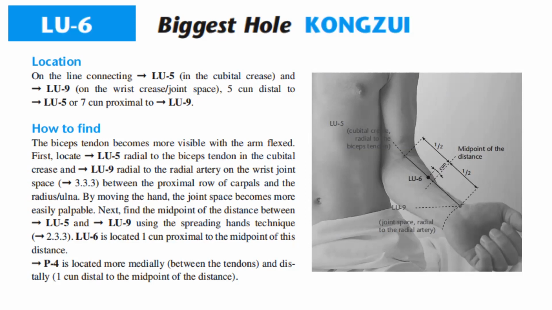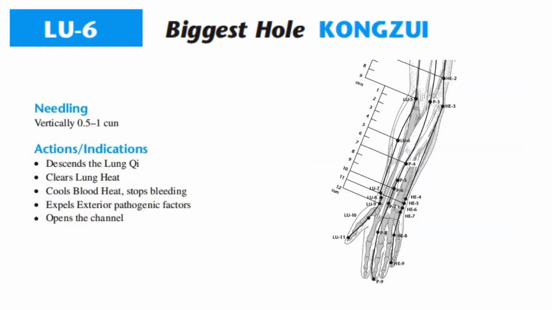Next, we find the midpoint of the distance between Lung 5 and Lung 9 using the spreading hands technique. Lung 6 is located 1 tune proximal to the midpoint of this distance. Pericardium 4 is located more medially between the tendons and 1 tune distal to the midpoint of the distance. So here we have an illustration on how to locate Lung 6.